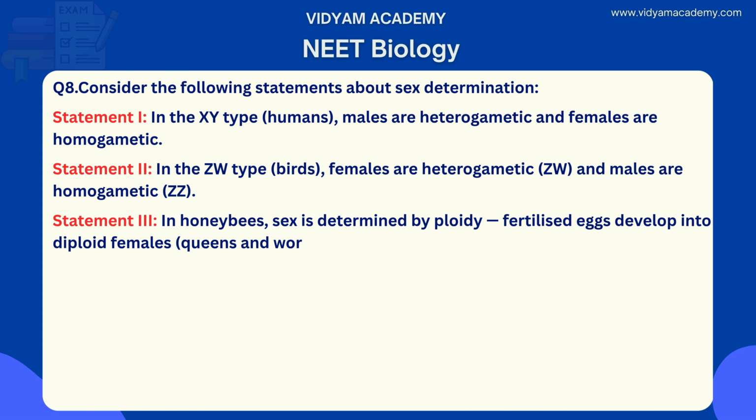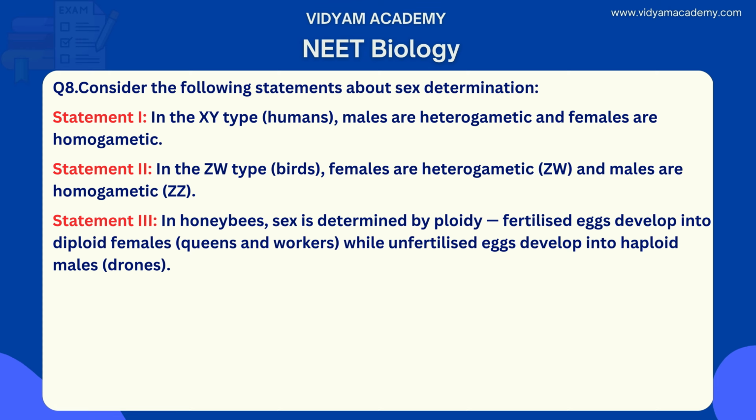Consider the following statements about sex determination. Statement 1. In the XY type, humans, males are heterogametic and females are homogametic. Statement 2. In the ZW type, birds, females are heterogametic ZW and males are homogametic ZZ. Statement 3. In honeybees, sex is determined by ploidy. Fertilized eggs develop into diploid females, queens and workers, while unfertilized eggs develop into haploid males, that is, drones.